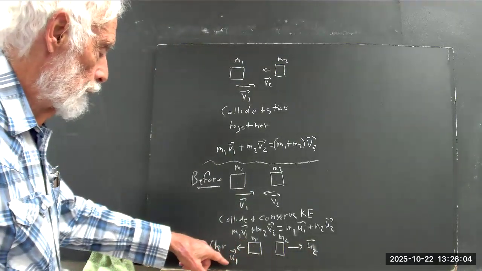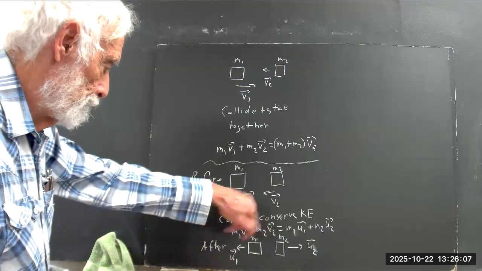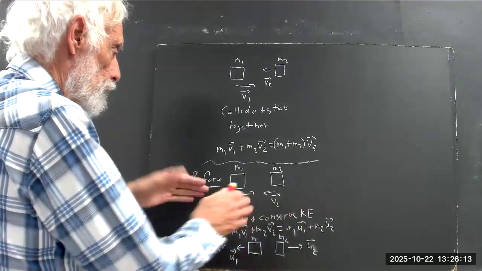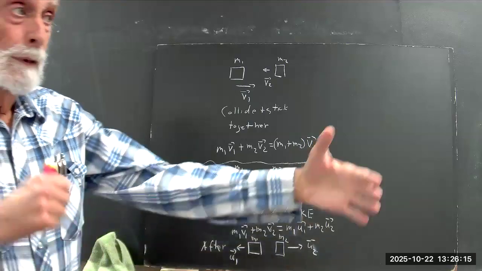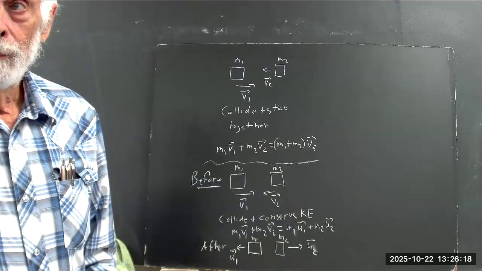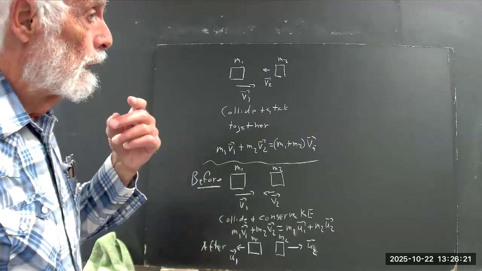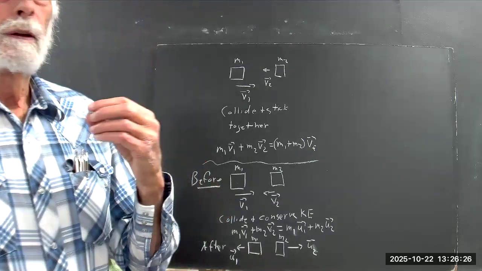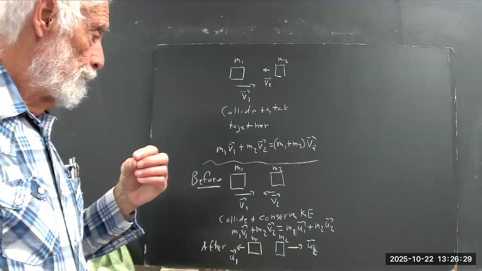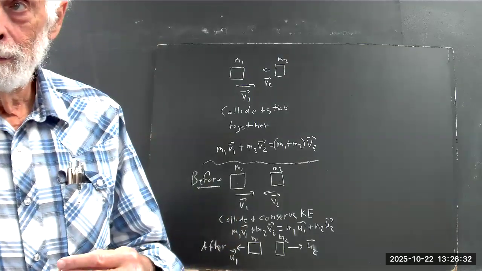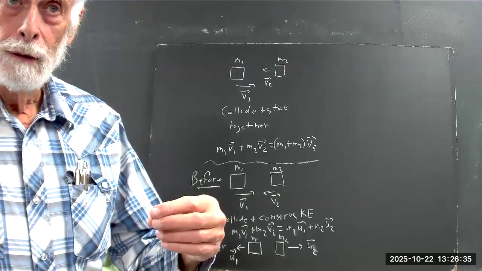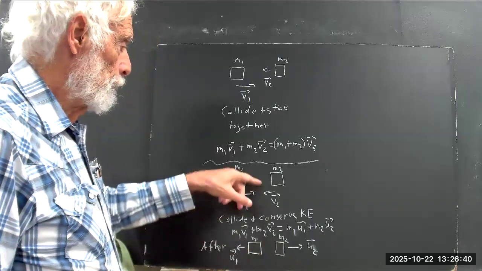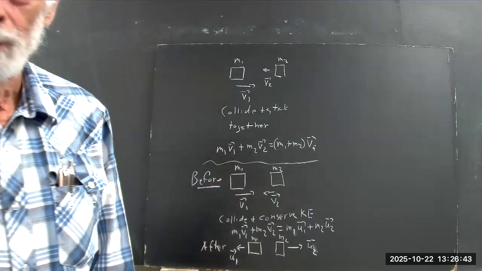We have M1 moving at velocity U1, M2 moving at velocity U2. We understand two objects can come together like this and bounce off like this, right? They come together and bounce off. You can work out the equations, but it turns out that the kinetic energy is conserved if and only if the relative velocity of these things afterwards is equal and opposite to the relative velocity before.